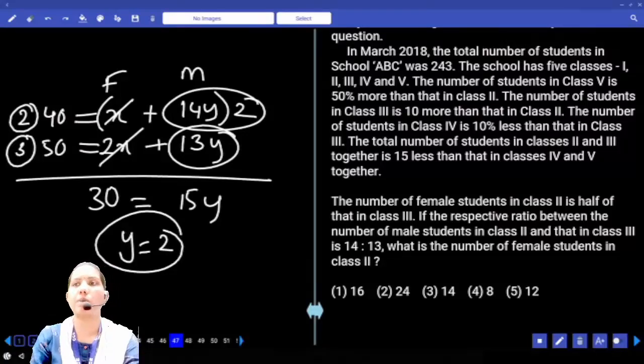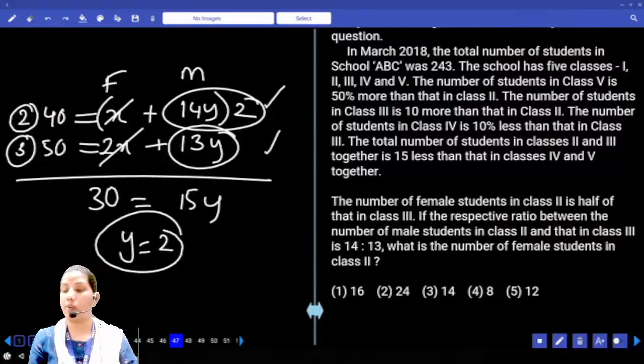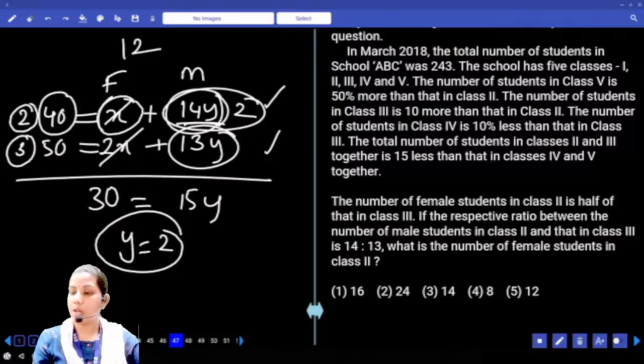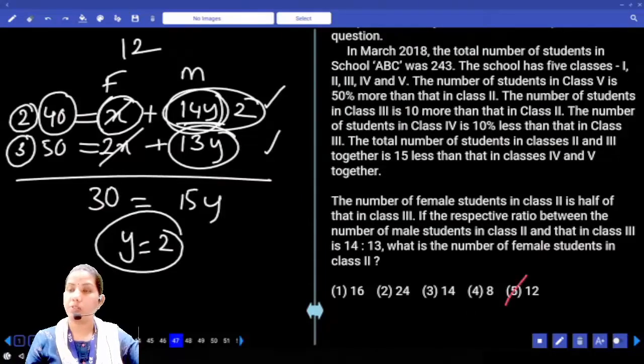Y value is 2. Just substitute y is equal to 2 in either of the two equations. And the question is about class 2. What is 14 twos? 28. 40 is the sum and 28 are the male, then female is equal to 12. So the answer is 12, fifth option.